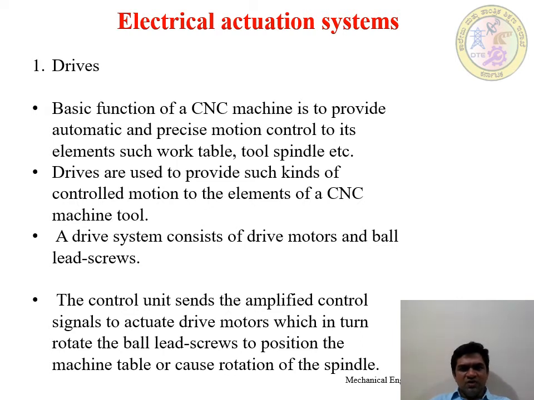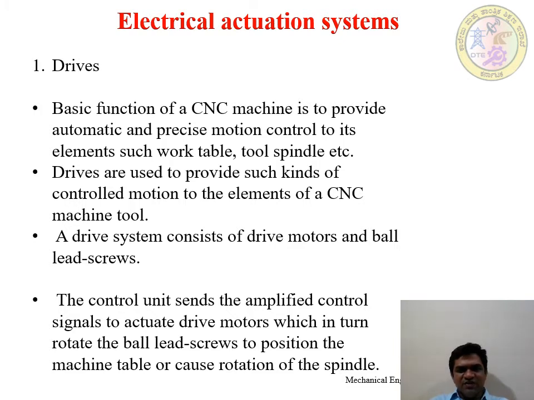So now we will discuss the electrical actuation system. Just like the mechanical actuation system, in electrical actuation systems we have drives, we have solenoids, we have electromechanical relays, and we have motors. So now we'll understand what these drives are.